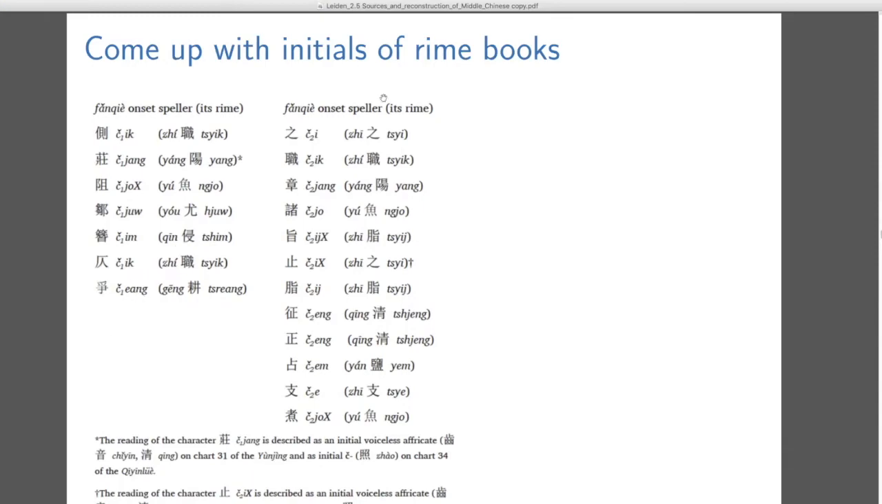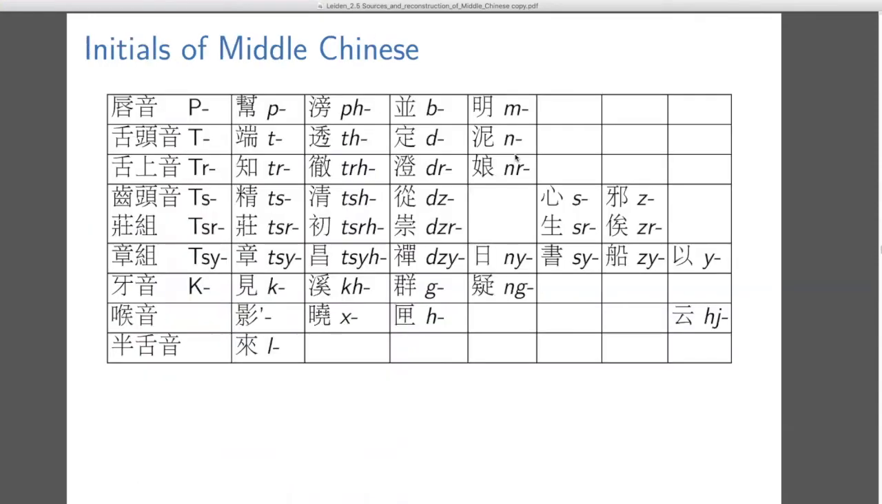We have Qing, which is clear, right? So each of these words has a non-technical meaning. Where I've said voiceless, the actual term is clear. And then the one for voiced is actually muddy, and so on, right? The question is, how do we know what those terms mean?